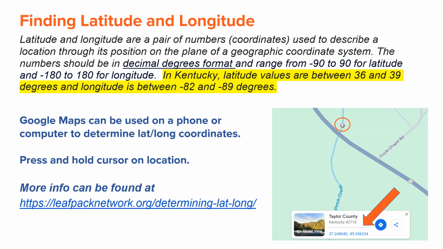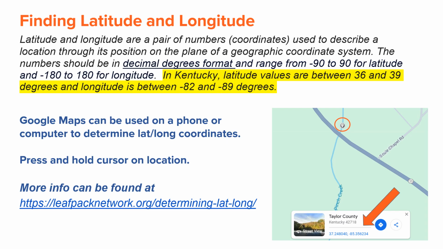Latitude ranges from -90 to 90 degrees, and in Kentucky, it should be somewhere between 36 and 39. Longitude values range from -180 to 180, and Kentucky values will begin with a number between 82 and 89.